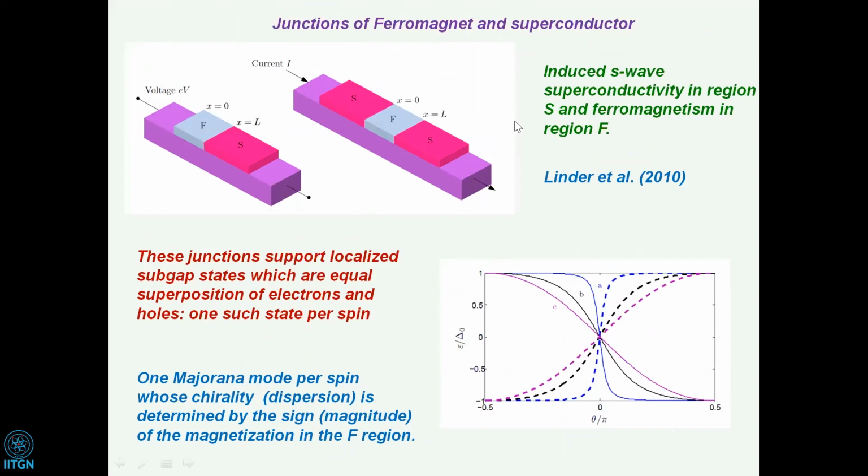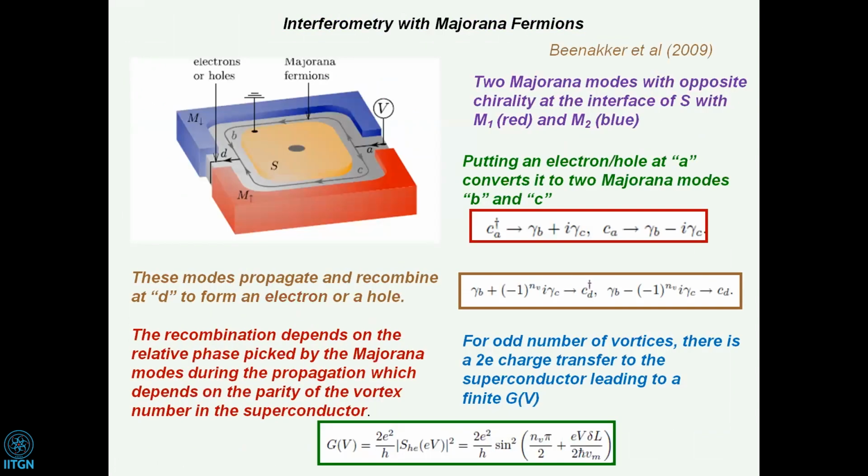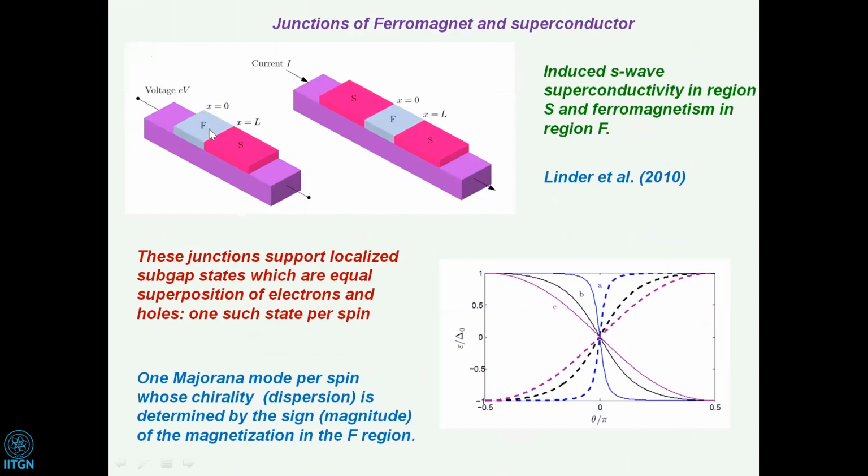So now using this, and this is the thing that I wanted to point out, Beenakker came up with a really cute experiment. As I said, they made a junction of this superconductor and a ferromagnet, and depending on the spin direction of this ferromagnet, the chirality of these edge modes can change. For example, if the ferromagnet points up, the edge modes move in one direction, and if the ferromagnet points down, it moves in the opposite direction.